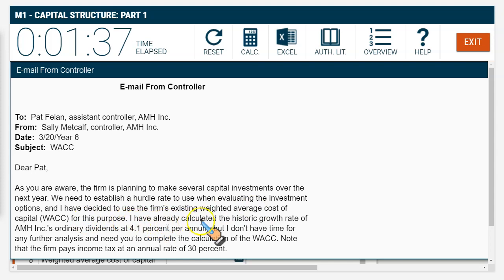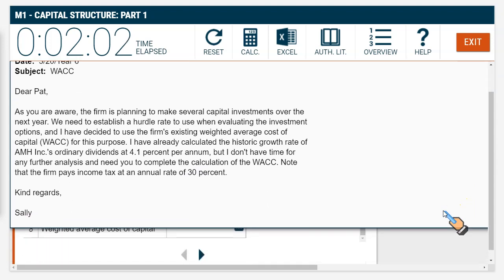"I have already calculated the historic growth rate of AMH's ordinary dividend to be 4.1%." This is g, which we use in the dividend discount model. "But I don't have time for any further analysis and need you to complete the calculation of WACC. Note that the firm pays income tax at the rate of 30%." So 2 important pieces of information: one is the growth rate to be used in DDM, and second, the tax rate. And then it says kind regards, and that's all.